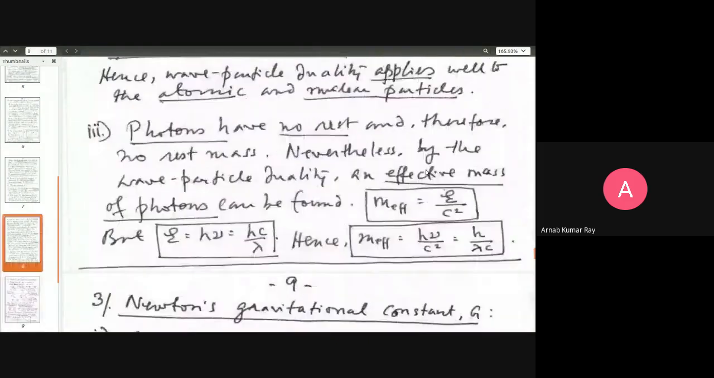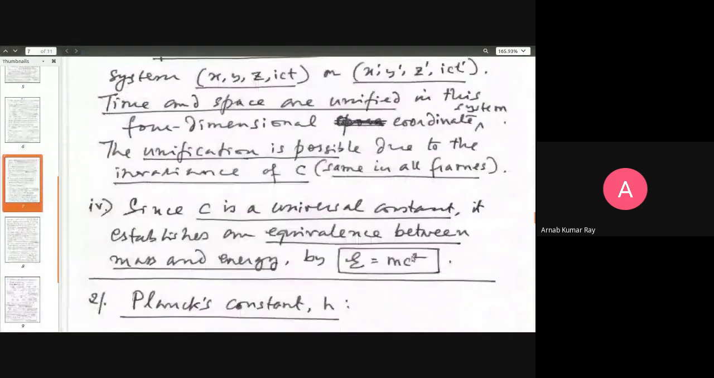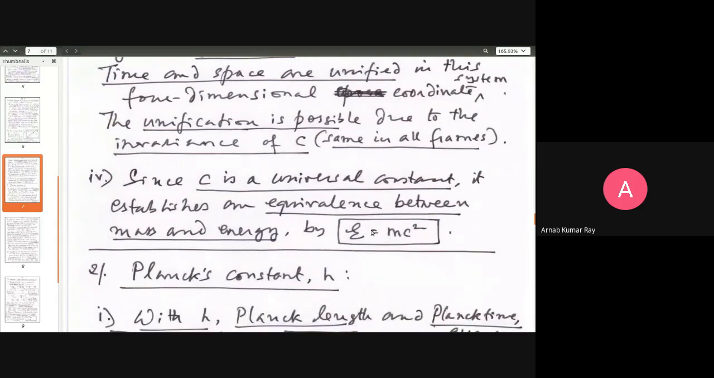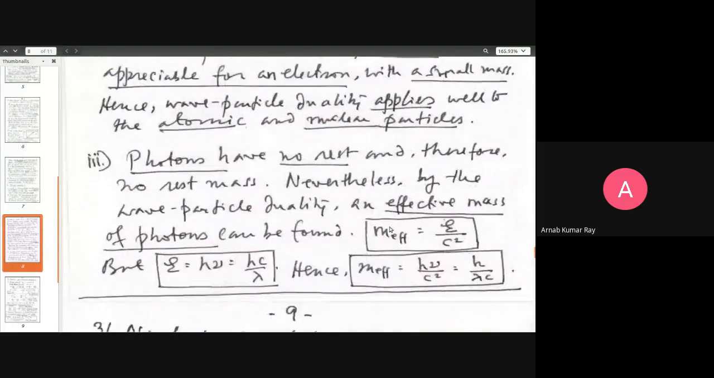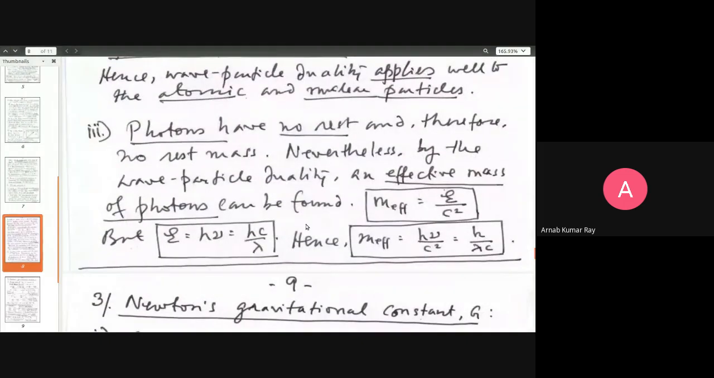Let's see how. E is equal to mc squared. Photons do not have any rest mass, so the idea of a rest mass, m naught, doesn't apply. Nevertheless, photons have an energy. What is the energy of a photon? h nu. So if I divide h nu by c squared, I can manufacture a sort of effective mass of photons. Effective mass of photons is E by c squared. This formula is Albert Einstein, E is equal to mc squared.